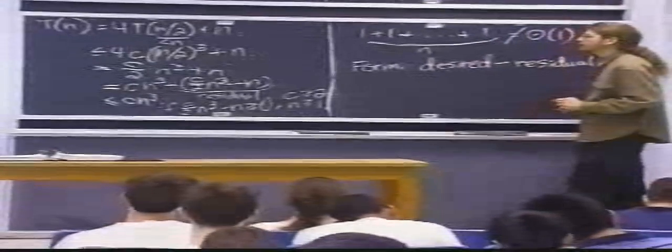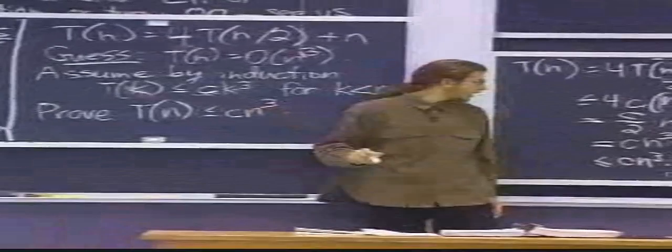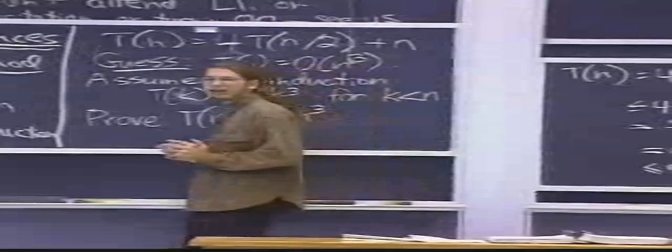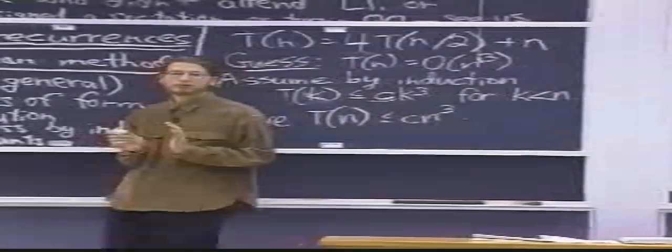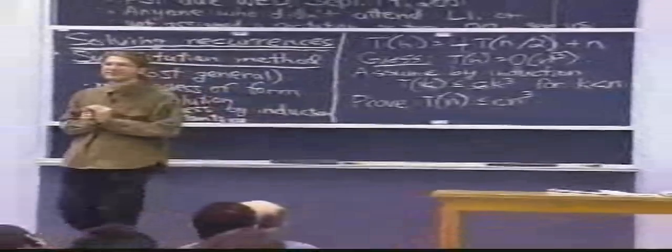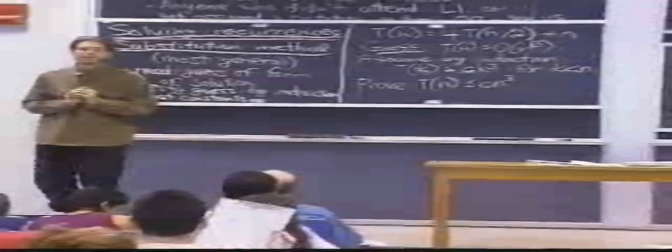Okay. So that seems to have done it, right? We've proved that T of n is at most c times n cubed, as long as c is at least 2 and n is at least 1. Am I leaving anything out? Or is this the end of the proof? Well, I'm asking. So what's missing from this proof? Yeah. The base case, right. If I'm doing an induction, I need to have a base case.